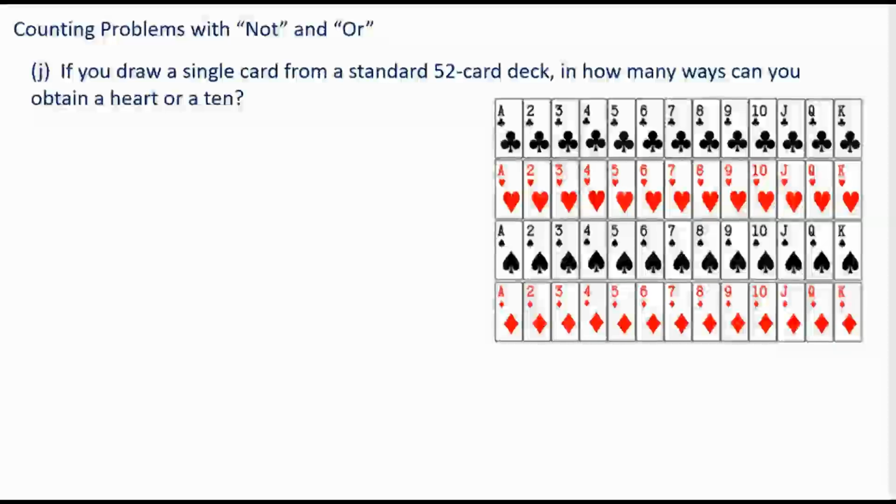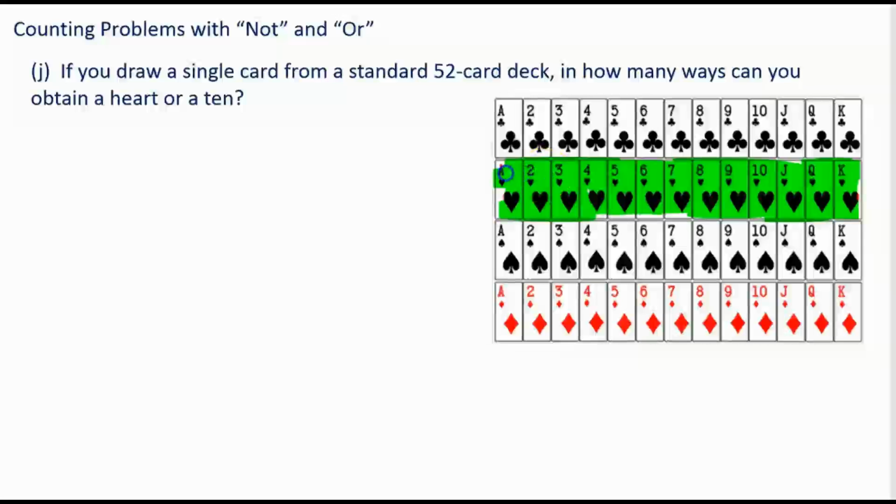So next question, if you draw a single card again from a standard 52 card deck, in how many ways can you obtain a heart or a 10? So once again, a heart, how many hearts do we have? Now, you probably know in your head that we have 13 hearts. So look, we could highlight all of the hearts. You could count them and you see that there are 13 of them.